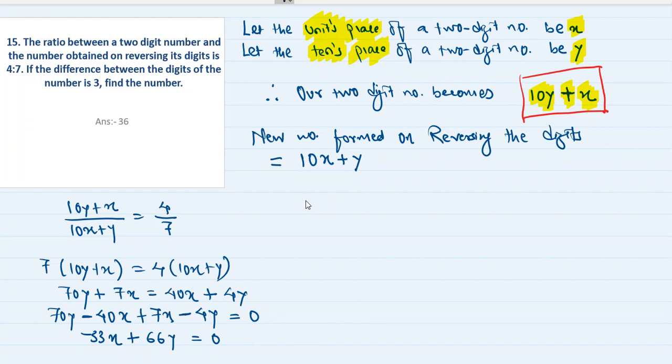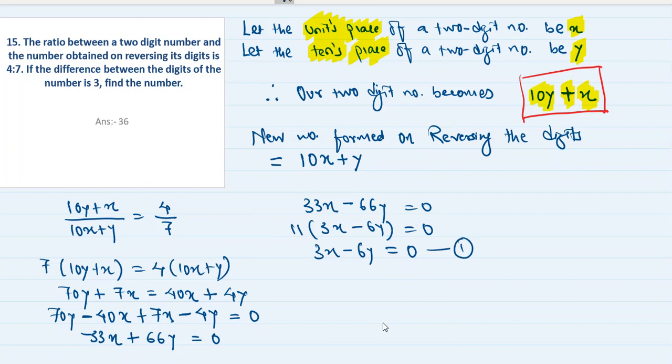So this will become 33x minus 66y is equal to 0. Okay, so this will become, see, 11 will come out common. So 3x minus 6y is equal to 0. See, 11 will go that side, and this is our equation number 1. So this is how you simplify the equation. So we have got our first equation in its standard form.